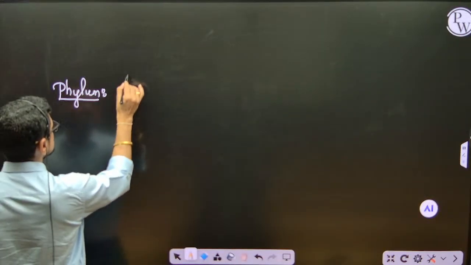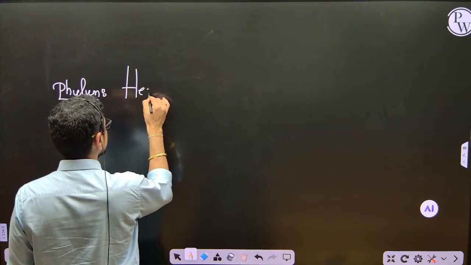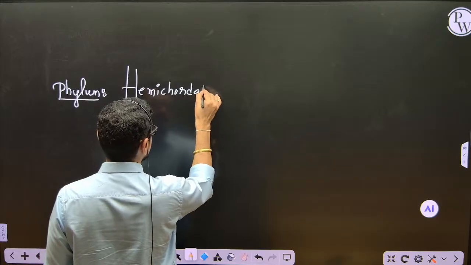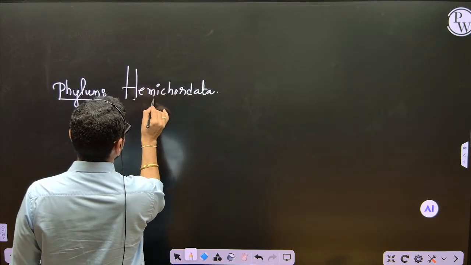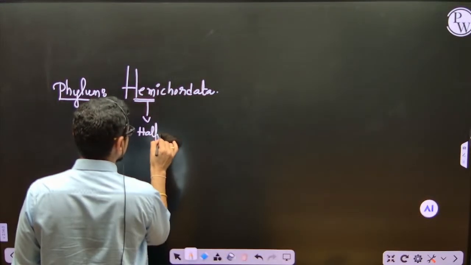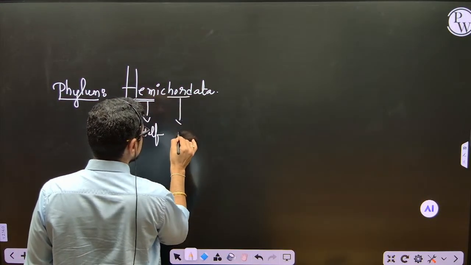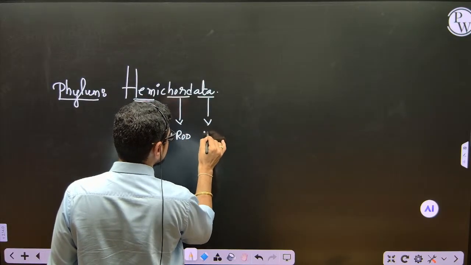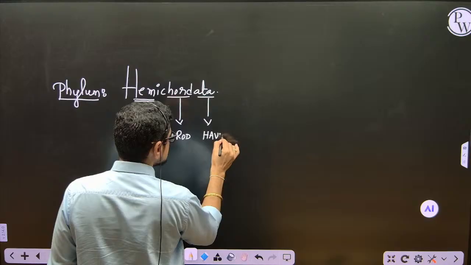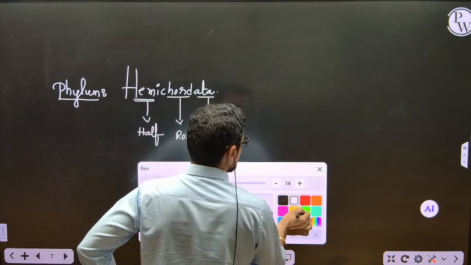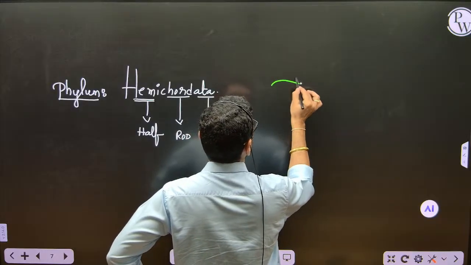And the next group is phylum Hemichordata. What do you mean by hemi? Hemi means half. Chord means rod. Eta means bearing or having. So there is a half rod-like structure present in the animal. I will show you how that is present.